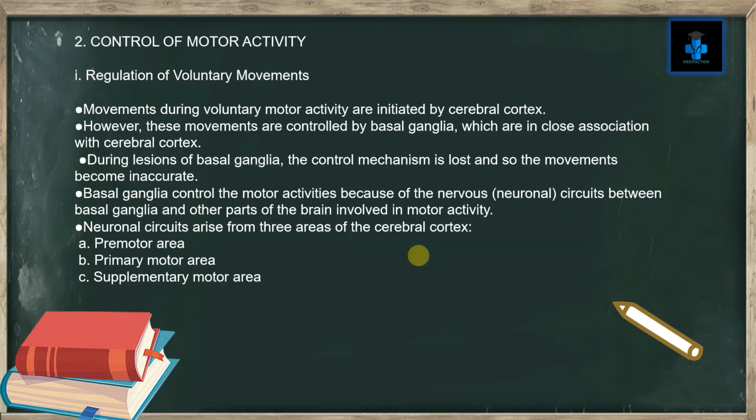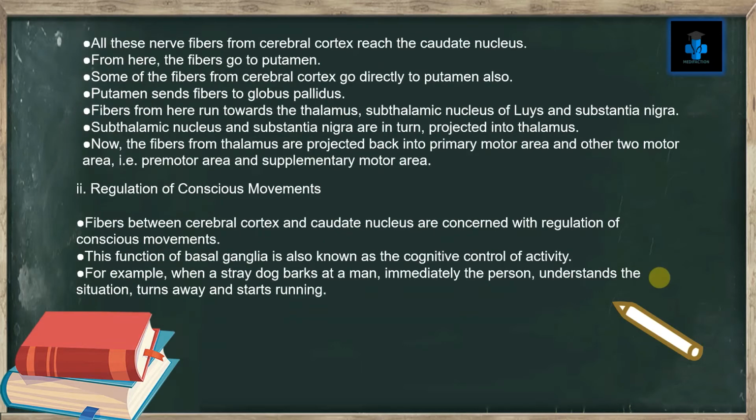Neuronal circuits arise from three areas of the cerebral cortex, which are the premotor area, primary motor area, and supplementary motor area. All these fibers from cerebral cortex reach the caudate nucleus. From here, the fibers go to putamen. Some of the fibers from cerebral cortex go directly to putamen also.